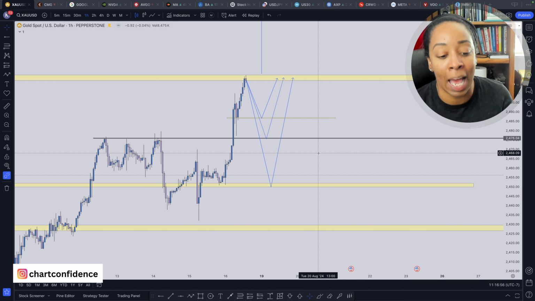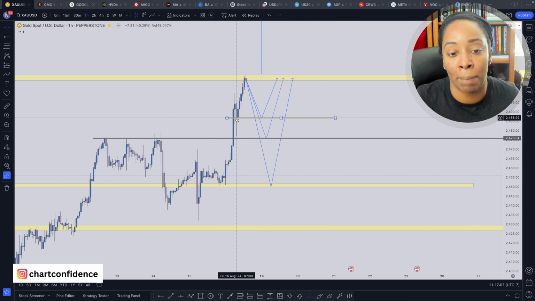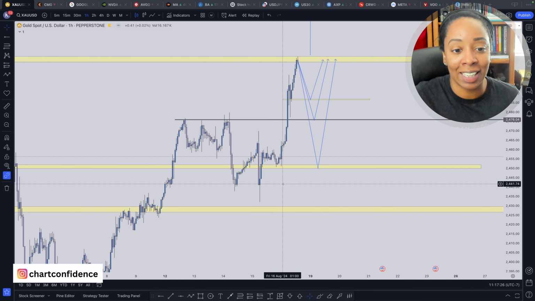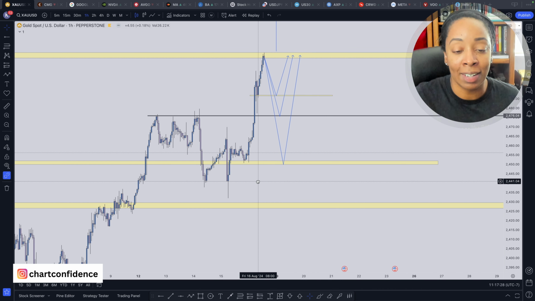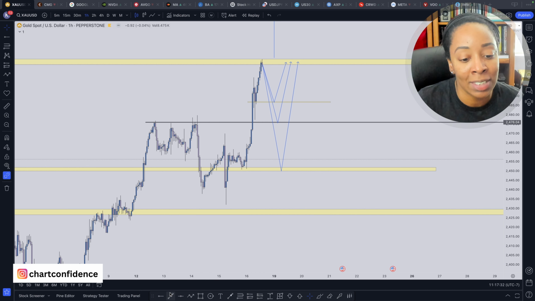As things happen throughout the week, I tend to adjust my plan based on, well, not really the plan, the plan usually remains the same, but it's more so that I adjust my levels, my minor levels like this one or this one, based on what price is doing. So pretty much I'm looking at this. That is pretty much my analysis for the upside. So let's see what could possibly happen on the downside.